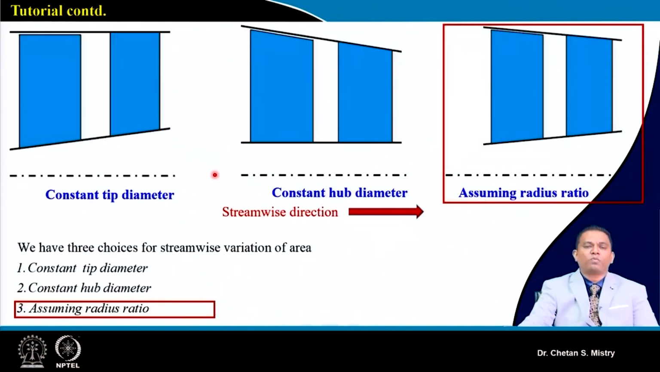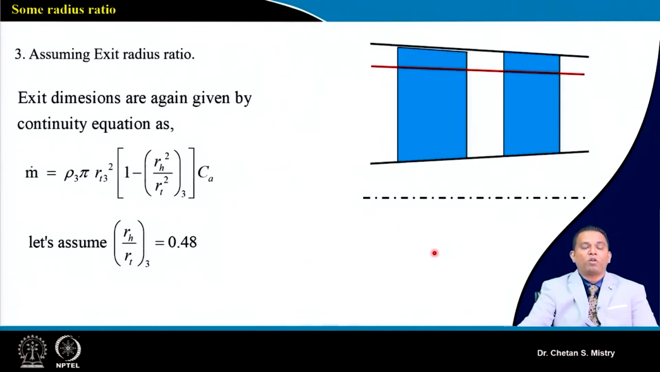Here we were discussing the constant tip diameter configuration and the constant hub diameter configuration. Same way, we have a third logic, which is assuming the radius ratio. We will not be discussing the design using this approach, because that would unnecessarily increase the number of lectures, and you also would feel it becomes a little boring. To avoid that, maybe you can try it with your Excel sheet program, or do pen and paper calculations using this configuration. So let's discuss assuming the exit radius ratio.